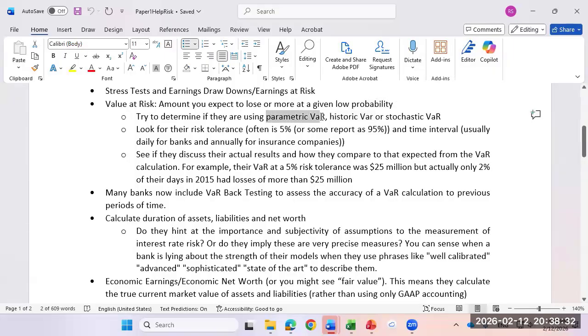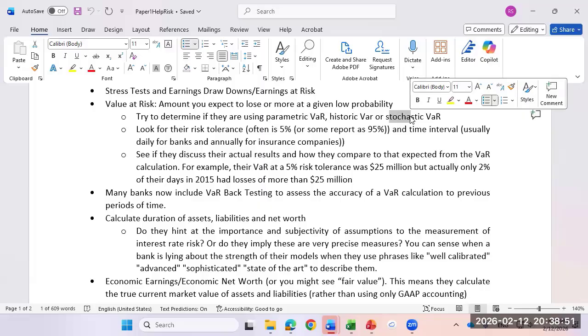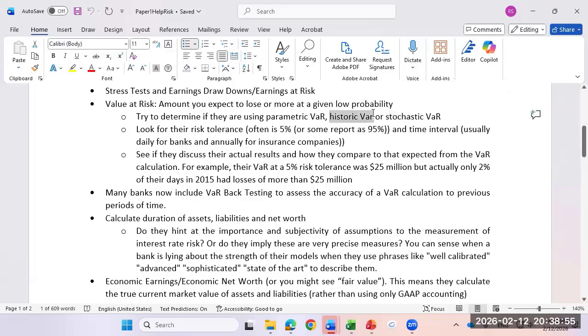Parametric VAR is what we're going to be using on the first and second exam, but parametric VAR is essentially using statistics like mean, standard deviation, and correlation to figure out the risk. And then stochastic VAR is when you're using Monte Carlo simulation, running a bunch of simulations and scenarios. Your banks might do stochastic, but I'm guessing almost all of your banks are using historical VAR. Find their risk tolerance.